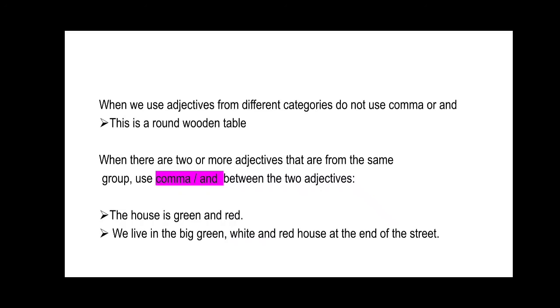But when there are two or more adjectives from the same category, we use comma or and in between the adjectives. Now, the house is red and green. Green and red. Here, both adjectives green and red are from the same category. So we used and. We live in the big green, white and red house at the end of the street. Here, green, white and red, there are three adjectives, so we use comma as well as and.